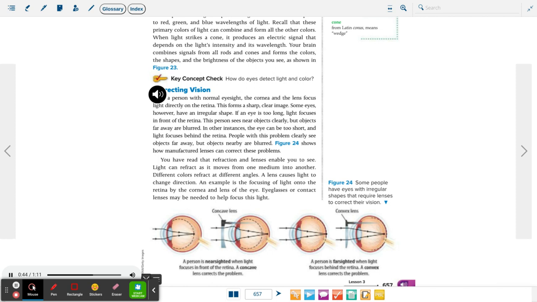You have read that refraction and lenses enable you to see. Light can refract as it moves from one medium into another. Different colors refract at different angles. A lens causes light to change direction. An example is the focusing of light onto the retina by the cornea and lens of the eye. Eyeglasses or contact lenses may be needed to help focus this light.